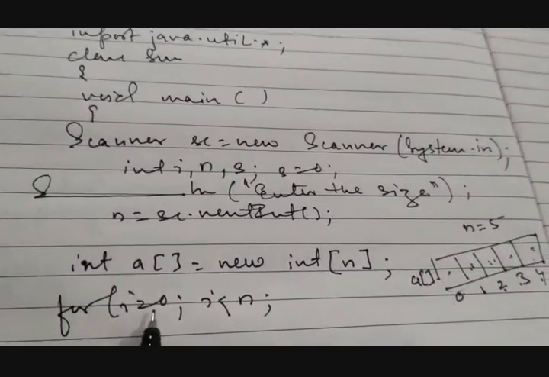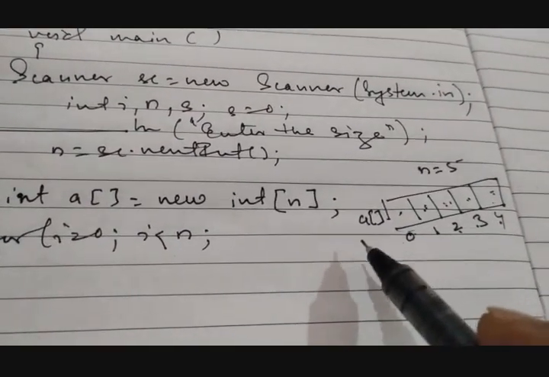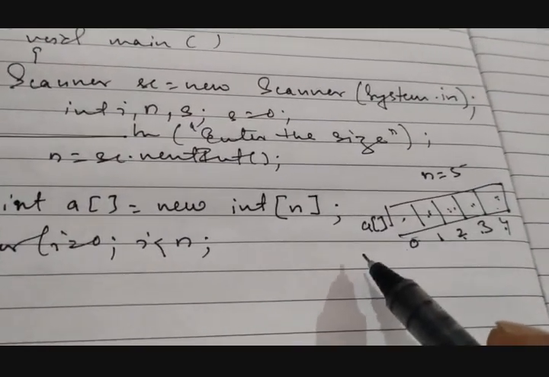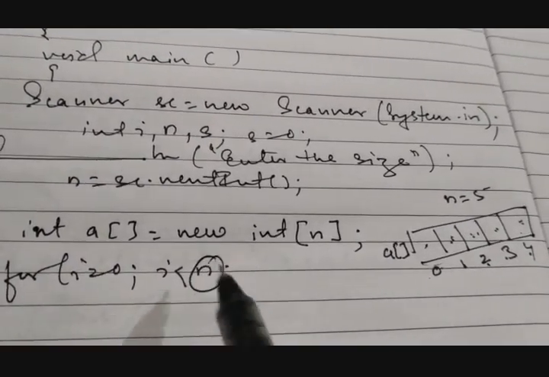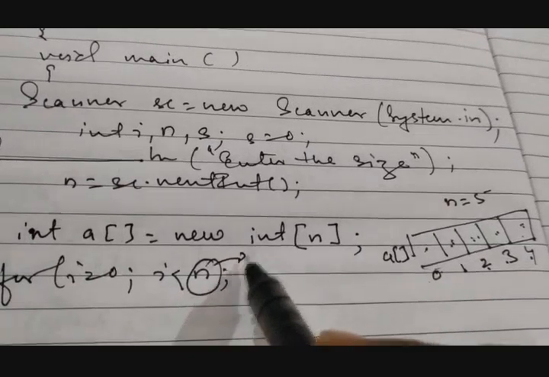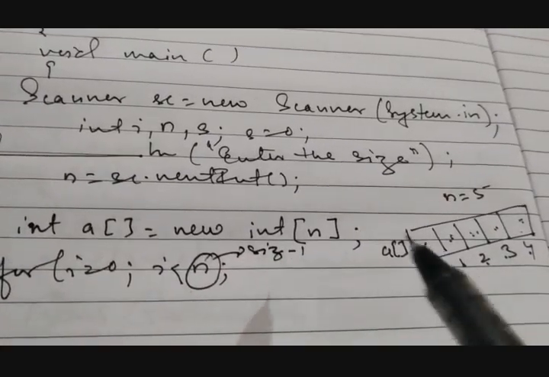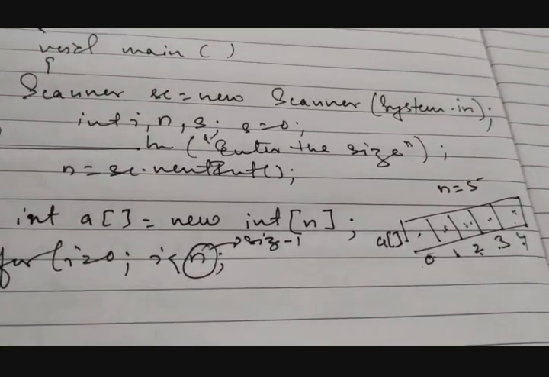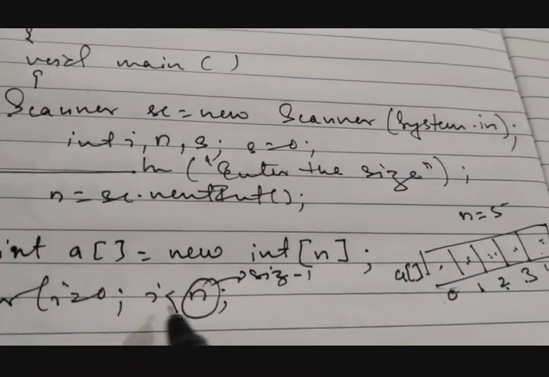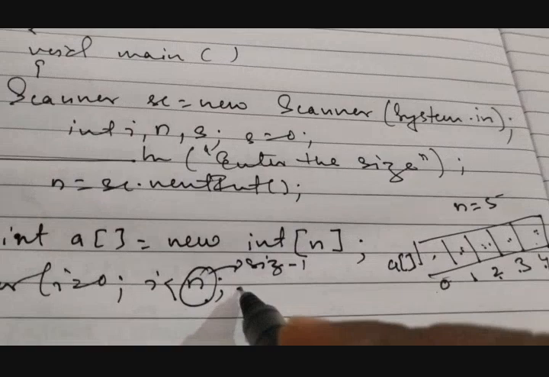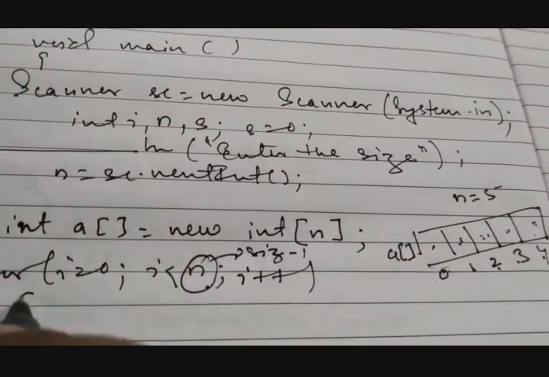Similarly, you cannot write here -1 or -2. You cannot search for the negative indexes, because the negative index is not present there. And always n should be size minus 1. Remember, this should always be size minus 1. Alright, the size is 5, 5 minus 1, 4. So i is less than 5, i plus plus.